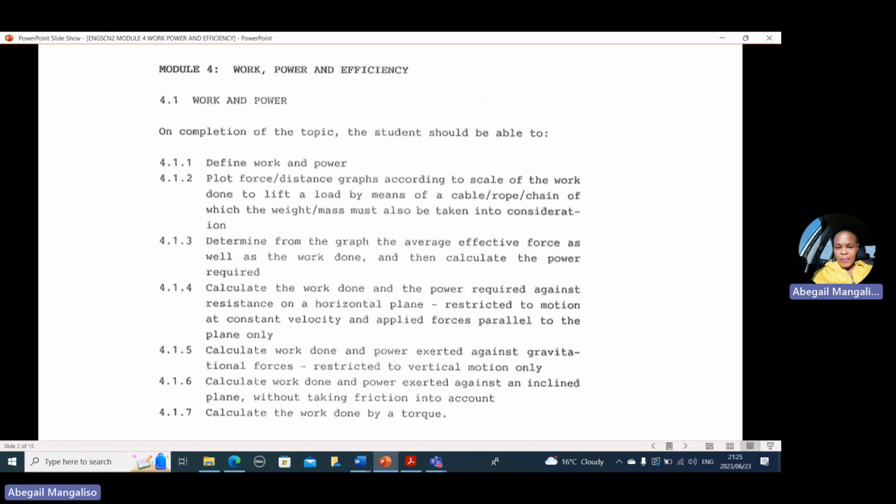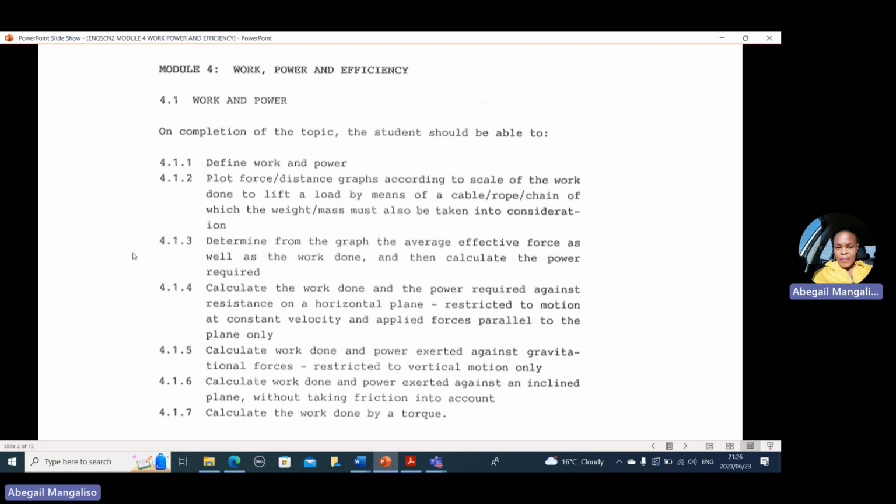Number 2, on completion of the topic, students should be able to plot the force distance graph according to scale of the work done to lift a load by means of a cable. It can be a rope, can be a chain, of which the weight or the mass must also be taken into consideration. Number 3, you must be able to determine from the graph the average effective force, or effective tension, as well as the work done, and then calculate the power required.